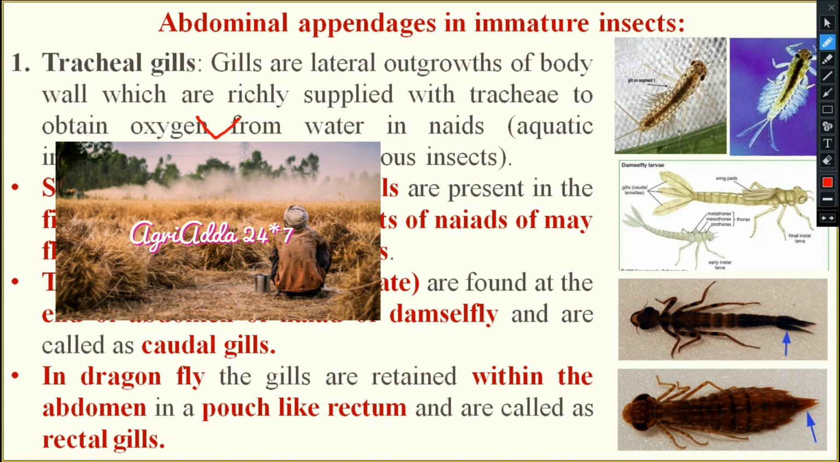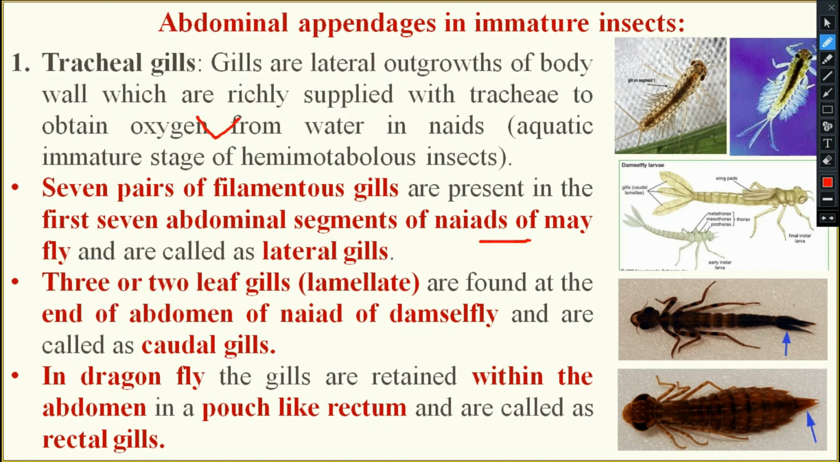Take the example of naiads of mayfly. Mayfly means which order? Ephemeroptera. In those insects you see in the abdomen there is a gill-like structure for respiration. That is known as what? Your filamentous gills. Present in which insect? Mayfly larva. Their larva is known as what? Naiads. We have already discussed that it is present in the first 7 abdominal segments. This is your filamentous gill.